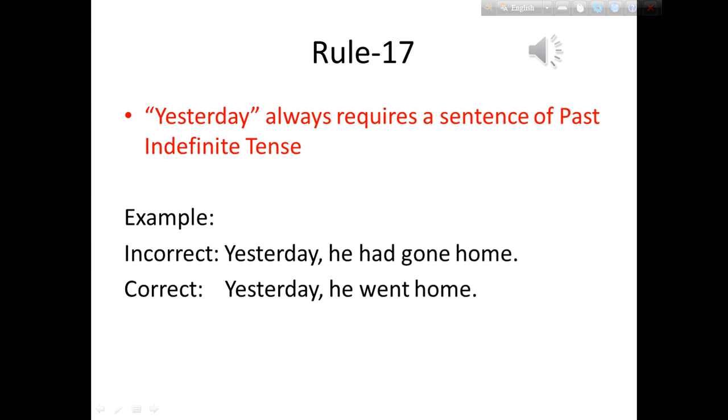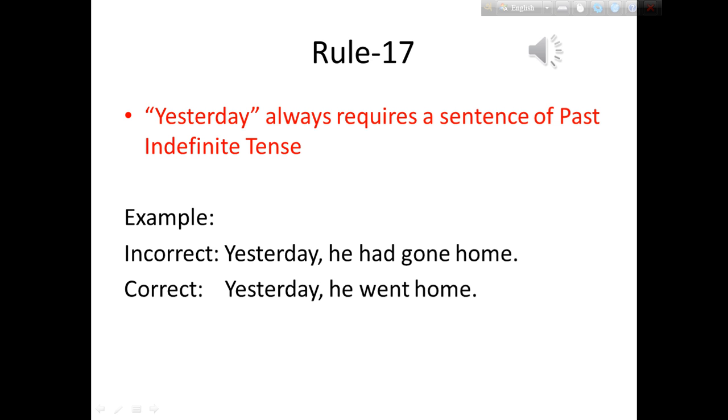Rule 17. Here the rule says the very word yesterday always requires a sentence of past indefinite tense. That means we can use the very word yesterday only in the sentence of past indefinite tense. So let's see the example. Here the given sentence is yesterday he had gone home.